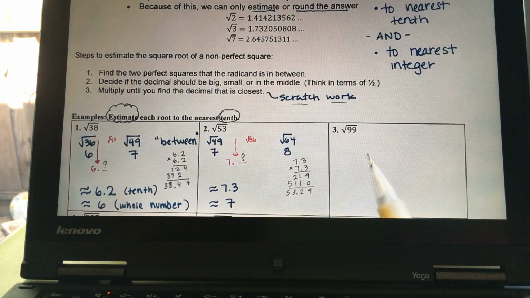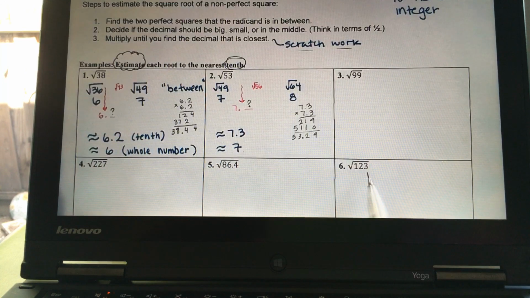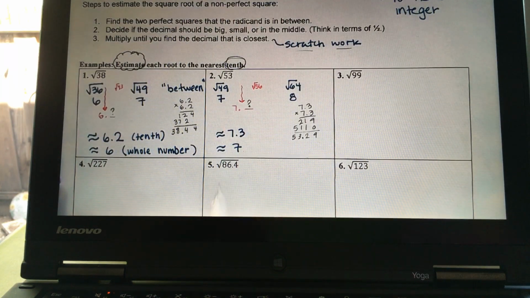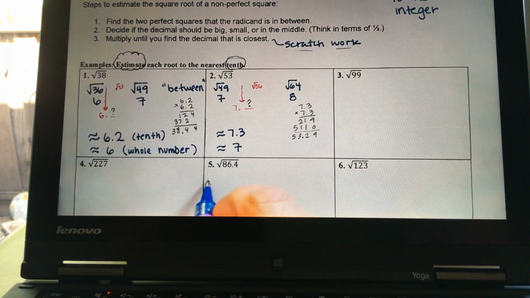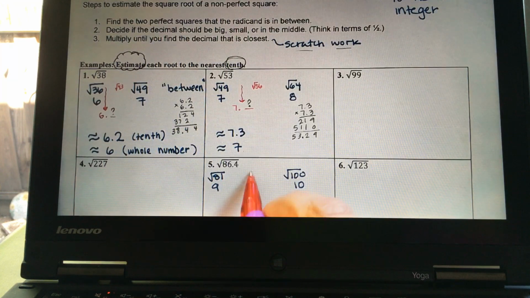So you can kind of see that we're going to just continue with this pattern here. Square root of 99, square root of 227, 86.4, square root of 123. I'm going to jump to one of these down here that's maybe a little bit challenging. We'll take a look at this one, square root of 86.4. So again, looking at my perfect squares, square root of 81 and square root of 100, that's 9, that's 10. Let's see, that's probably about square root of 91 would be kind of in the middle here. That would be about halfway.